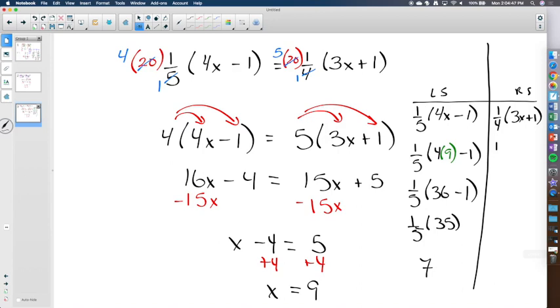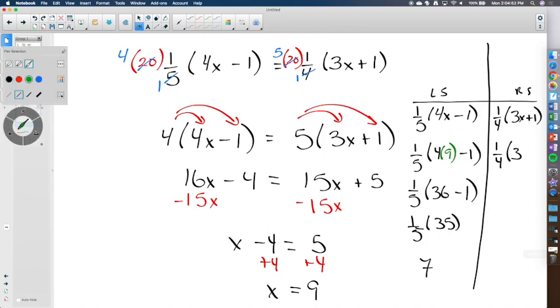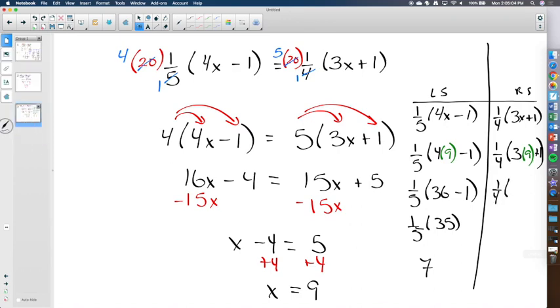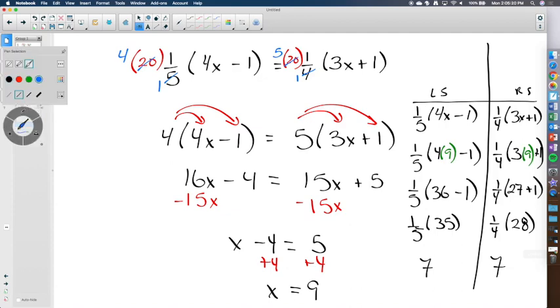On the other side, I've got 1/4 times 3, and I'm going to bring that 9 in. You've got to be careful not to open Spotify with my marker. So 1/4 times 3 times 9, which is 27, plus my 1. 27 plus 1 is 28. 1/4 times 28 gives me 7, because it's the same thing as 28 divided by 4. And so we've got 7 on both sides.